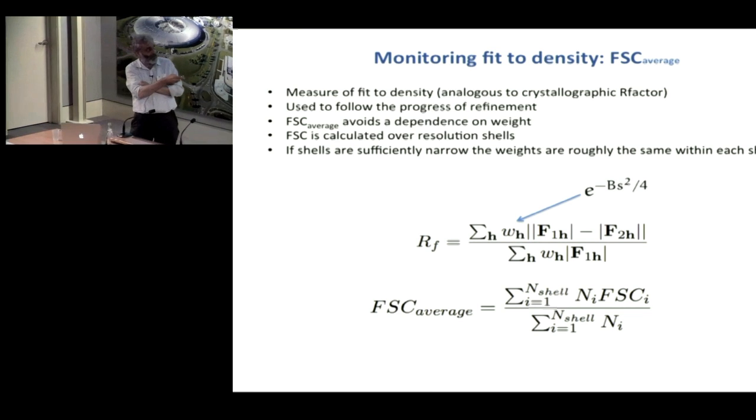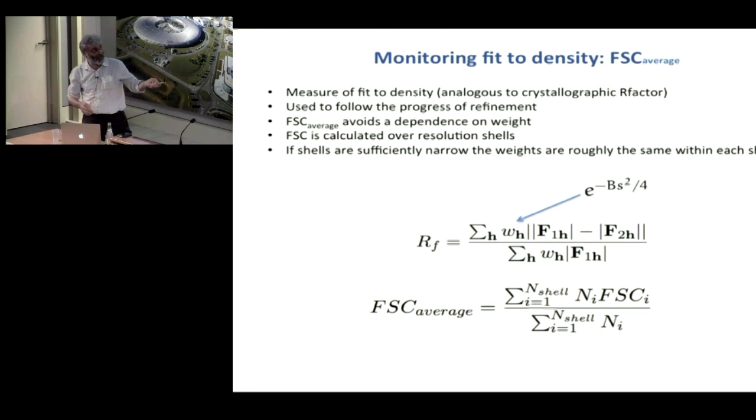To avoid this problem, we use the so-called average Fourier correlation. Essentially, it means that in each resolution shell, you calculate the Fourier correlation, then multiply by the number of Fourier coefficients and then divide by the total number. That's the way of monitoring the refinement. We don't use R factors. R factors should not be used in fitting into cryo-EM maps. Average Fourier correlations are better indicators, not best but better indicators.